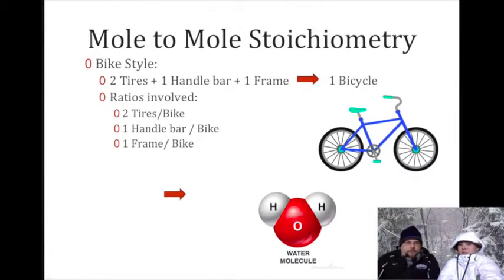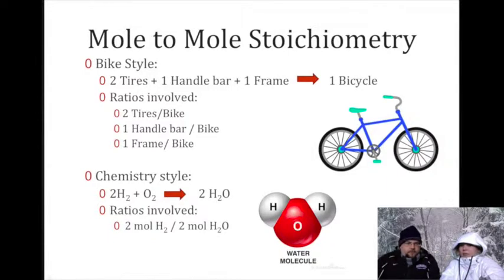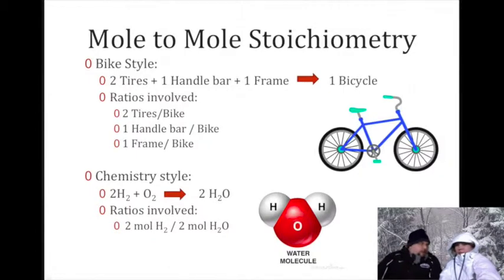So then the science side, if we did it in chemistry, we're talking about making a water molecule. So water is our bike in this case. To make 1 water, we would need 2 hydrogens and 1 oxygen. So for our ratios, we're going to say 2 moles of hydrogen will produce 2 moles of water, because of our balanced equation.